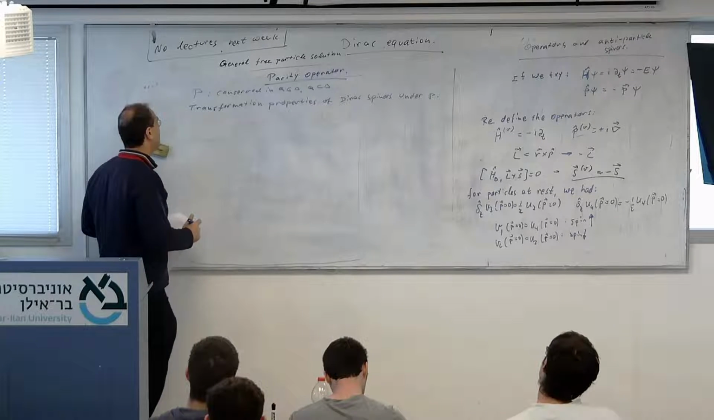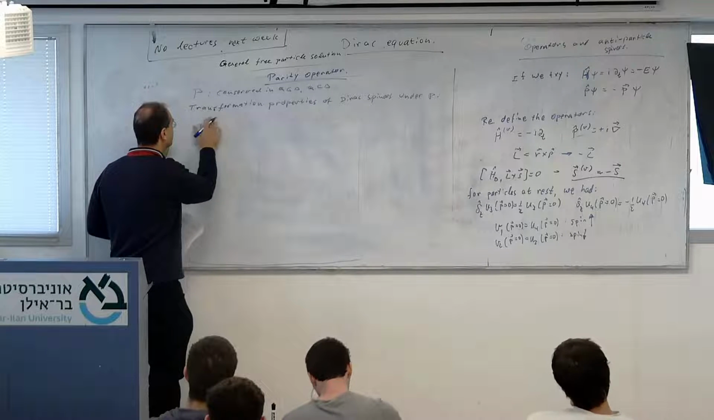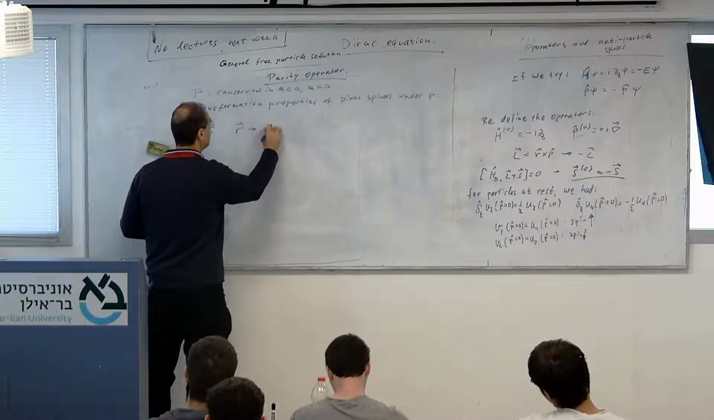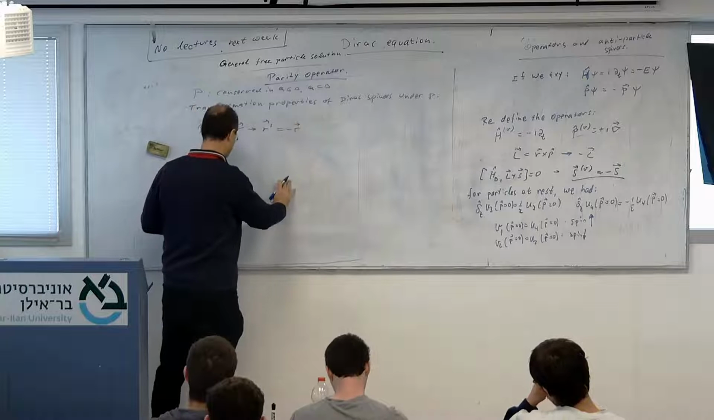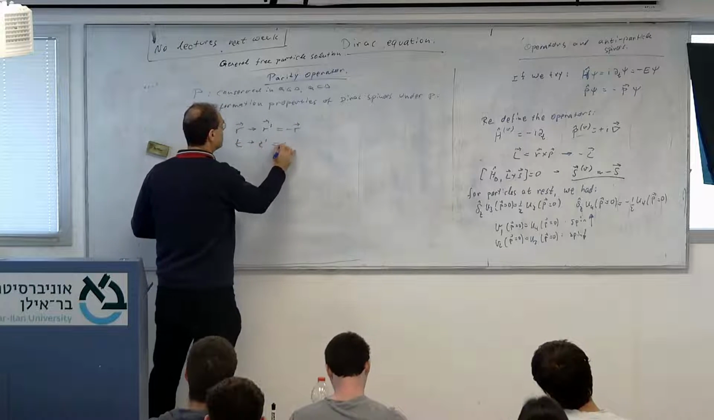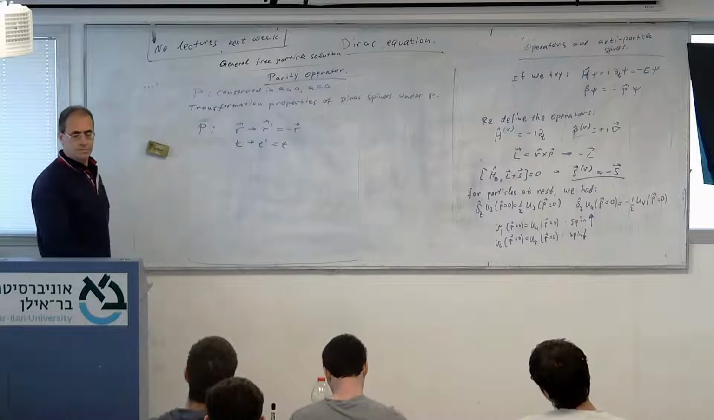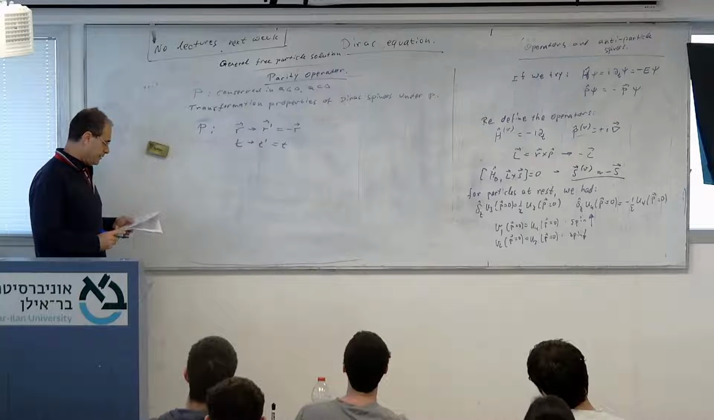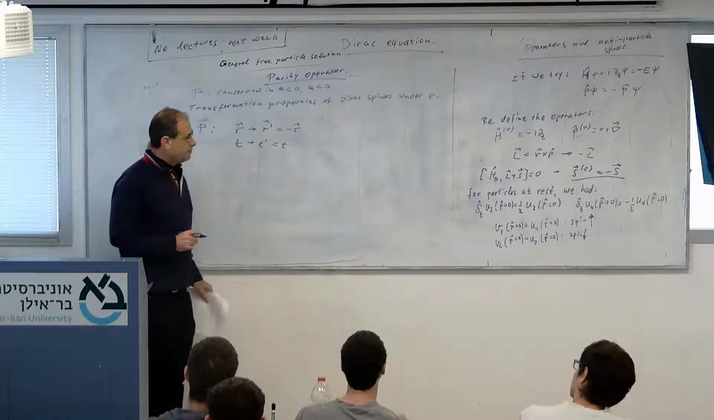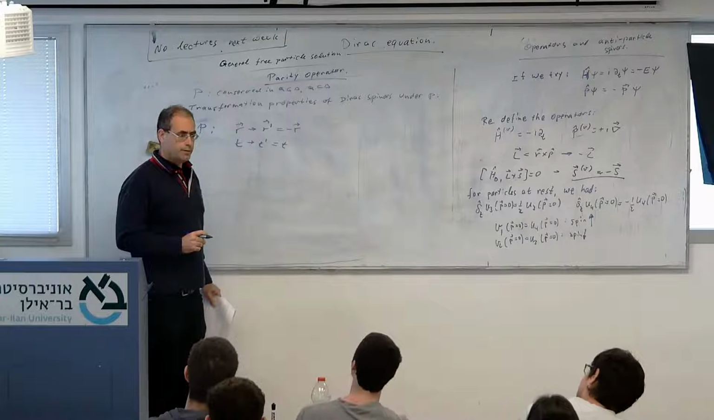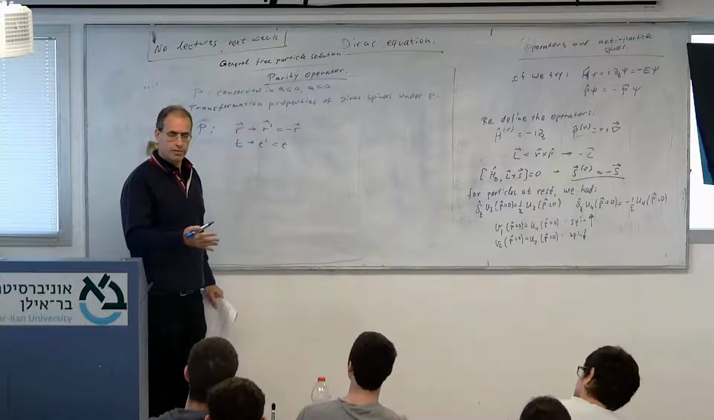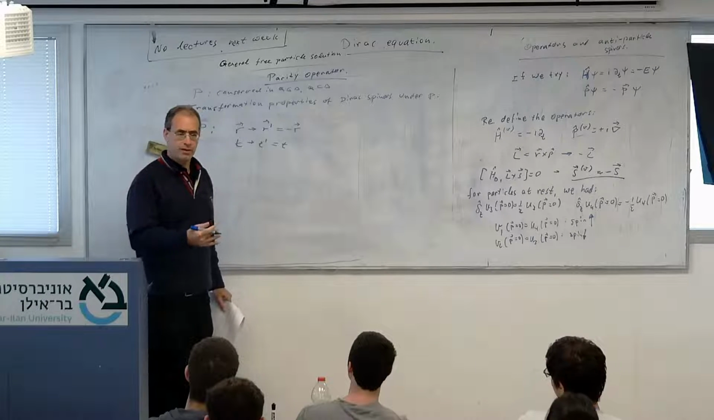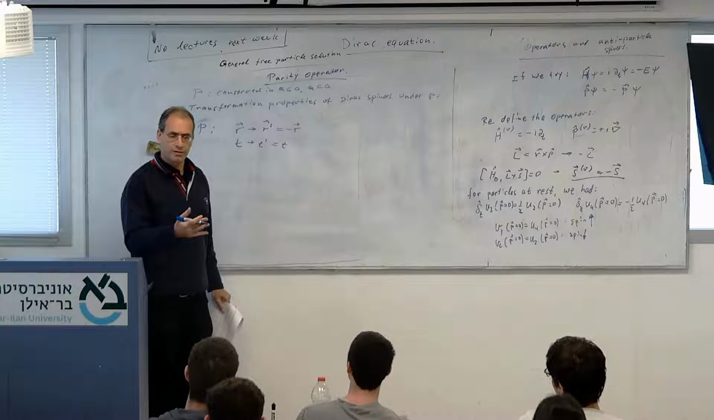So, under parity, r is a vector. Under parity, r goes to r prime, which is equal to minus r, and t goes to t prime, which is t. Time is not changed under parity. Now, a Dirac spinor, remember, is not a scalar, it has intrinsic degrees of freedom. So what happens to the intrinsic degrees of freedom of a Dirac spinor under parity? That's the problem we're trying to solve now.